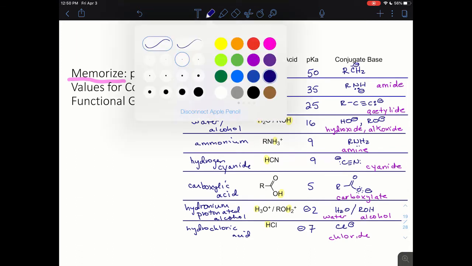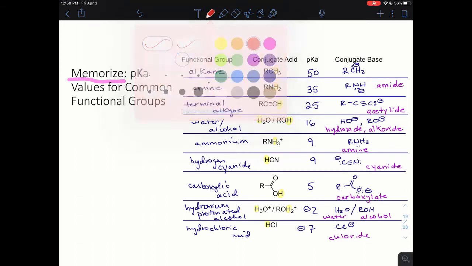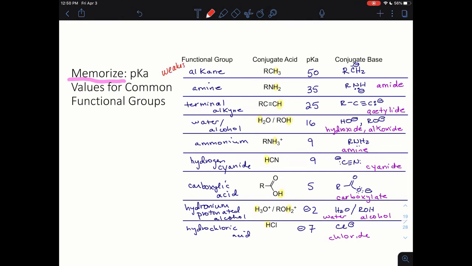We have the weakest acids oriented at the top of this page. So we have our weakest acids up here. We have our strongest acids down at the bottom. And if we think about the conjugate bases, we'll have our strongest conjugate bases at the top because the strongest conjugate base will correspond to the weakest acid. Okay, and then we're going to have our weakest conjugate bases down in the bottom. So weakest acid to strongest acid, and then weakest base to strongest base.